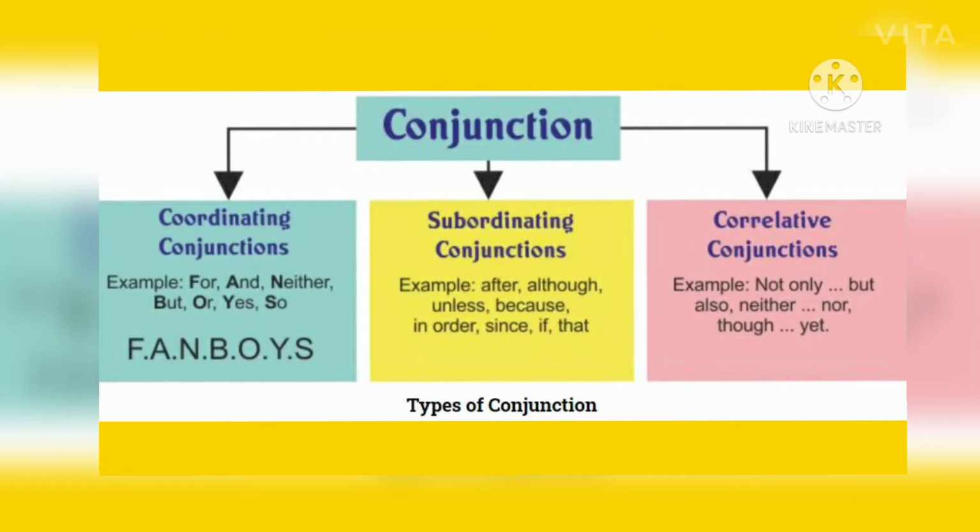Now let's see the second type, that is subordinating conjunction. A subordinating conjunction joins elements of an unparalleled sentence structure. These elements are usually a dependent clause and an independent clause. The independent clause is the main clause and the dependent clause is the subordinate clause. Most commonly used subordinating conjunctions are after, how, then, when, although, etc.